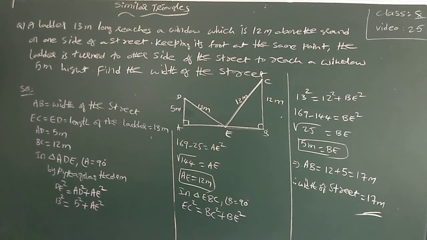So in triangle ADE, DE square is equal to AD square plus AE square. 13 square is equal to 5 square plus AE square. 169 minus 25 is equal to AE square. AE is equal to 12 meters. In triangle EBC, angle B is 90 degrees. By Pythagoras theorem, EC square is equal to BE square plus BC square. 13 square is equal to 12 square plus BE square. 169 minus 144 equals 25. BE is equal to root 25, that is 5 meters.